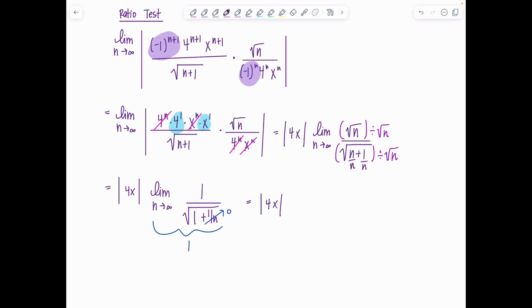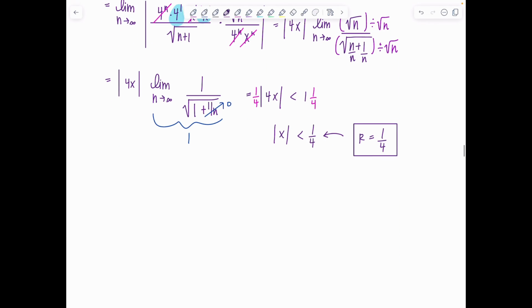So I just did the ratio test. I need this limit to be less than 1 strictly. Not equal to. Don't you dare put that equals to. Oh, no, no. And then that's not my radius of convergence yet because notice x is not all by itself. So I'm going to need to multiply by 1/4 on both sides. And then now I have absolute value of x is less than 1/4. So that right there, my friends, that's my radius of convergence, 1/4. Good?